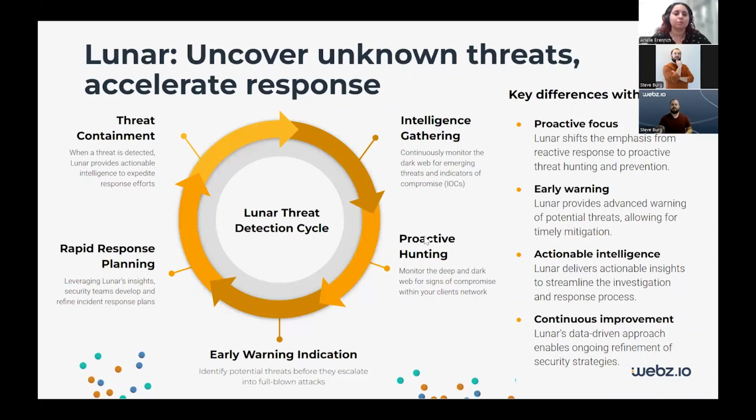And why does this bring something that is completely different to you? Number one, it's a shift. We're no longer responding. We're proactively taking action. We're actually shifting the emphasis away from I got an alert, let's respond to it, or let's bring it to the tier 2 and tier 3 to investigate and add another 2 months into the investigation period before we take action, to proactive threat hunting, proactive prevention. We're giving you those early warnings like we talked about before. We're giving you advanced warning of potential threats that allow for timely mitigation.